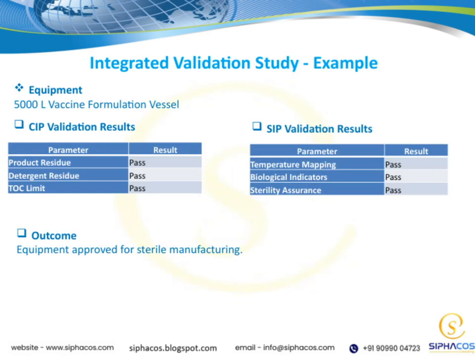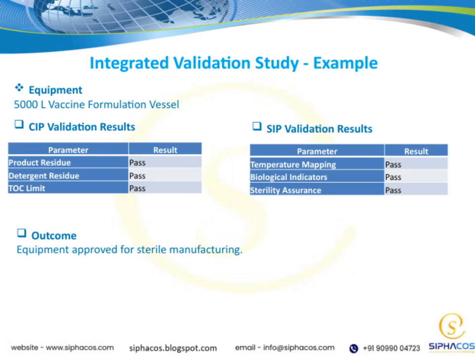Here, where we see the outcome of our validation efforts. The equipment is now approved for sterile manufacturing, meeting all critical parameters. Temperature mapping, biological indicators, and sterility assurance all passed with flying colors. Our CIP validation confirmed no product or detergent residue, and total organic carbon levels stayed within limits.